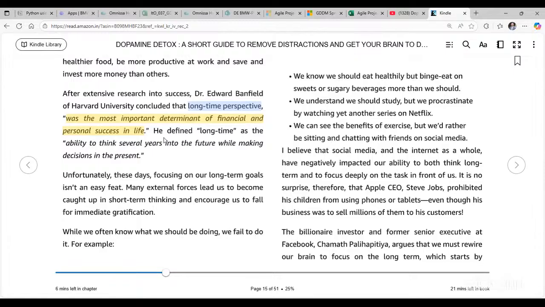Great. So he defined long-termism as the ability to think several years into the future while making decisions in the present.